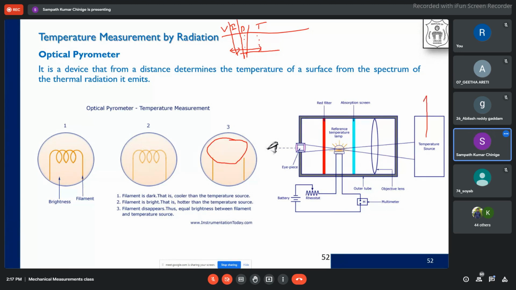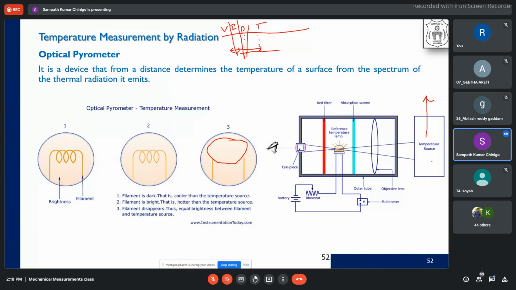temperature. Okay, so if the brightness of the filament is lower than the background, then you have to increase the power. You have to increase the battery input. So once the filament becomes darker, you have to reduce the battery input. And in between these two, there is a certain value where the filament disappears. That means the filament acquires the same temperature as that of the temperature source.